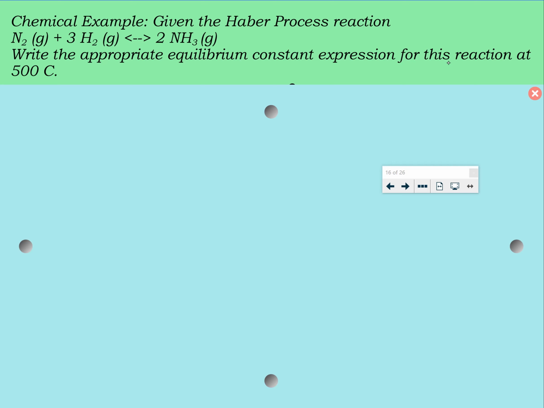So this is an important process. A lot of energy in the world goes to this process. It's called fixing nitrogen, to get nitrogen out of the gas so it can be used for things like fertilizers and stuff. But that we'll talk about in a moment.